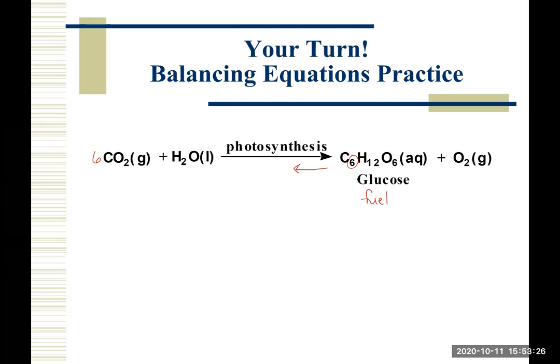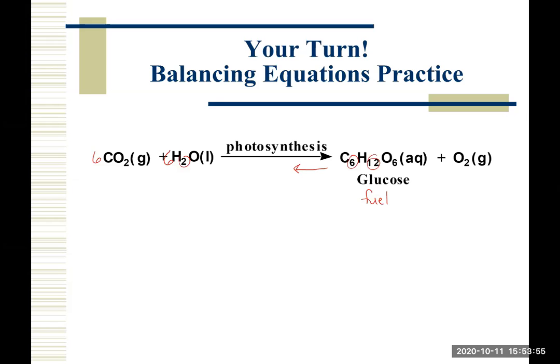Next, we'll look at hydrogen because it shows up in only 1 compound on each side of the arrow. Over here in the products, we have 12 hydrogens, and over here in the reactants, we have only 2. So if we put a 6 in front of this water, we have 12 hydrogens on both sides of the reaction arrow, and now we'll turn to oxygen, which is a little bit more complicated because it shows up in all 4 of these compounds.